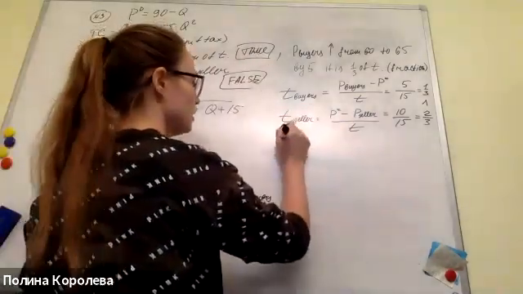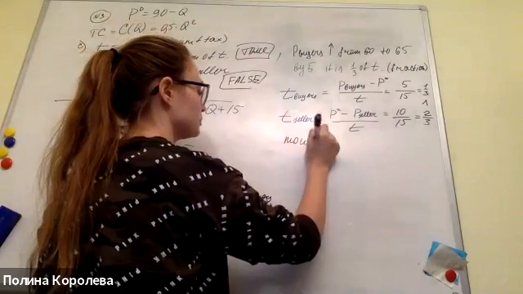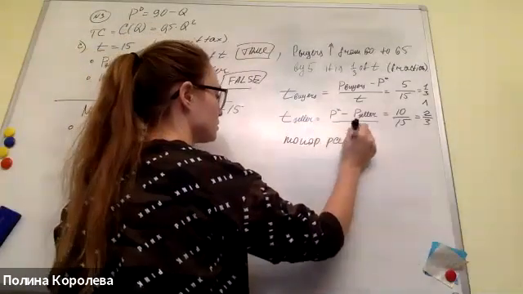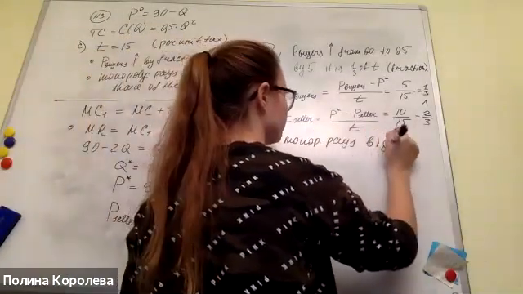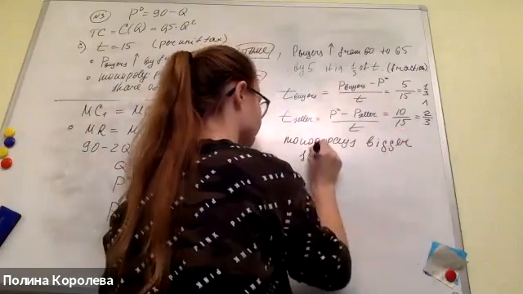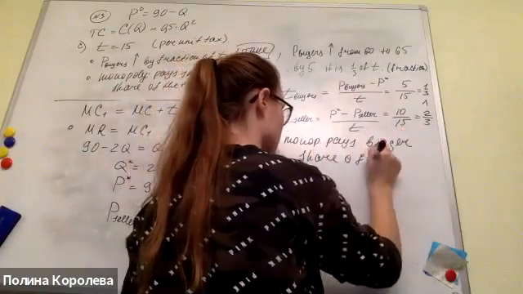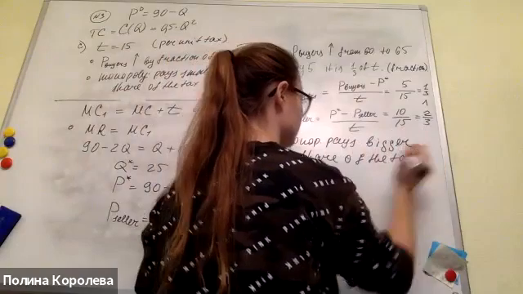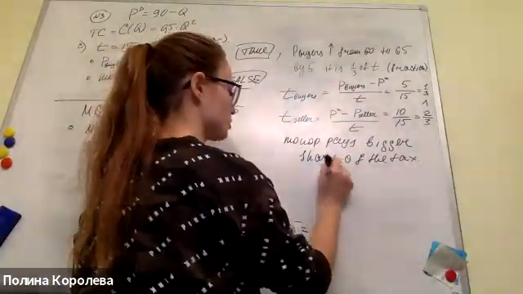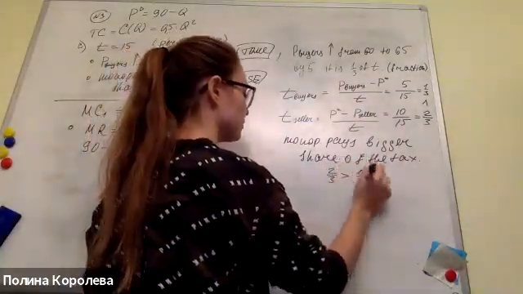Let's write down: monopolist pays a bigger share of the tax, because 2/3 is bigger than 1/3.